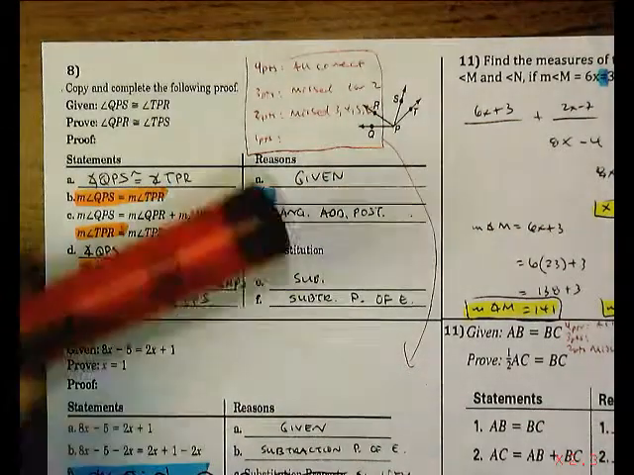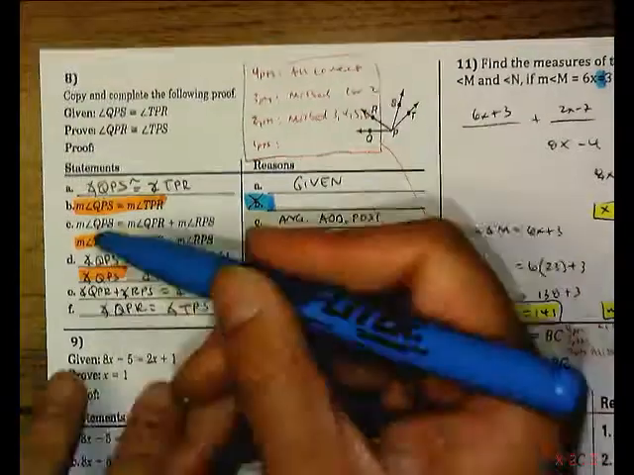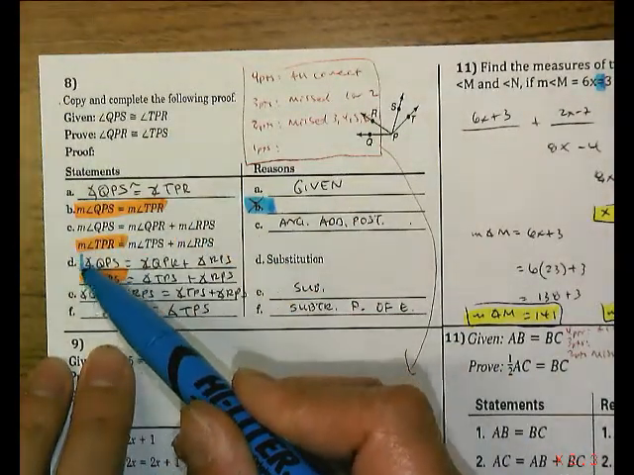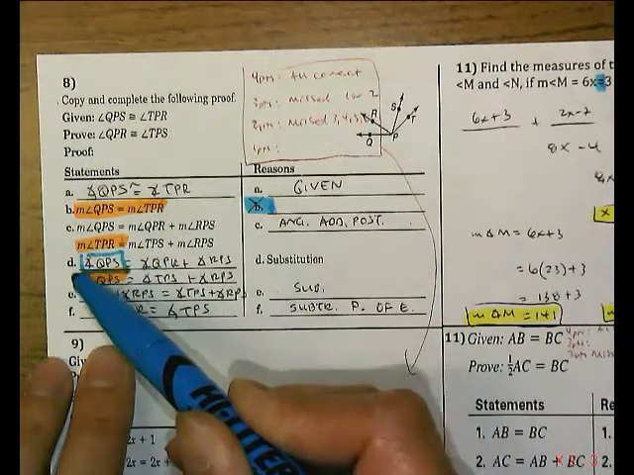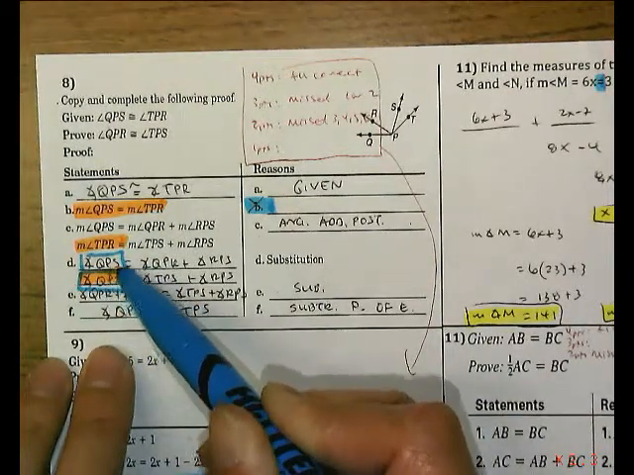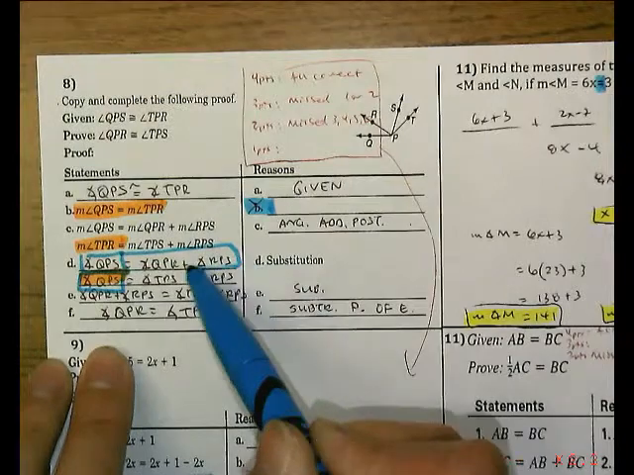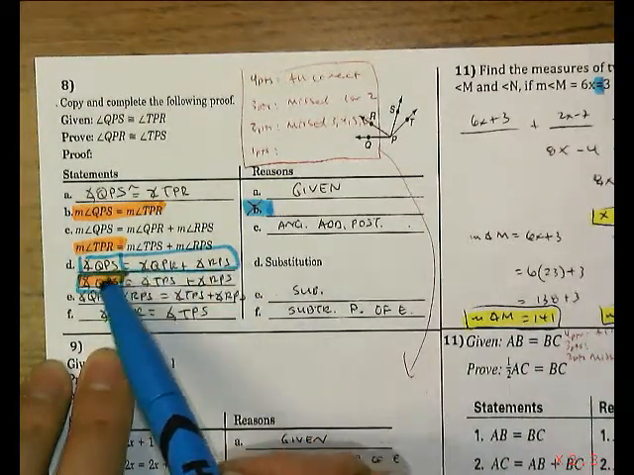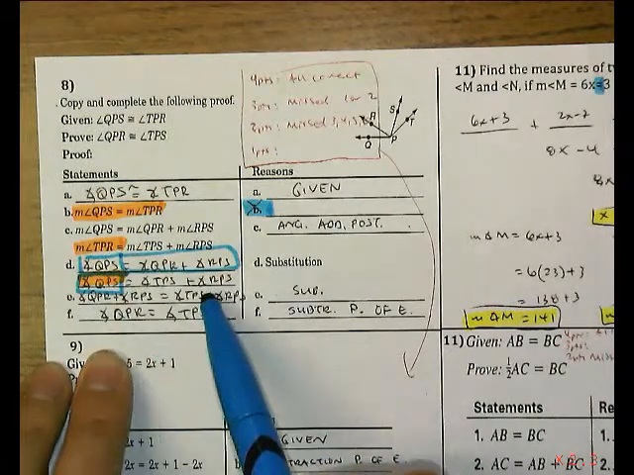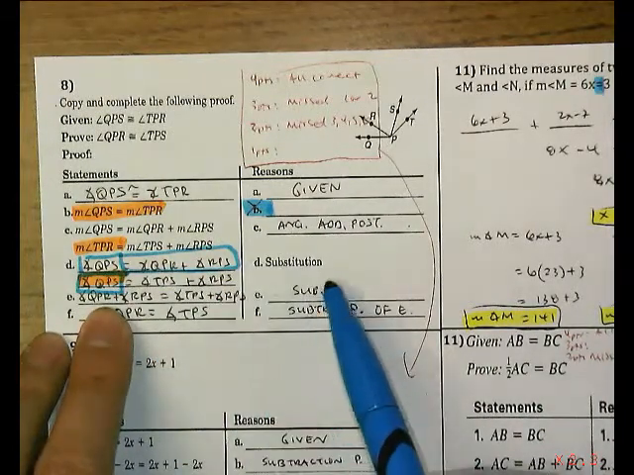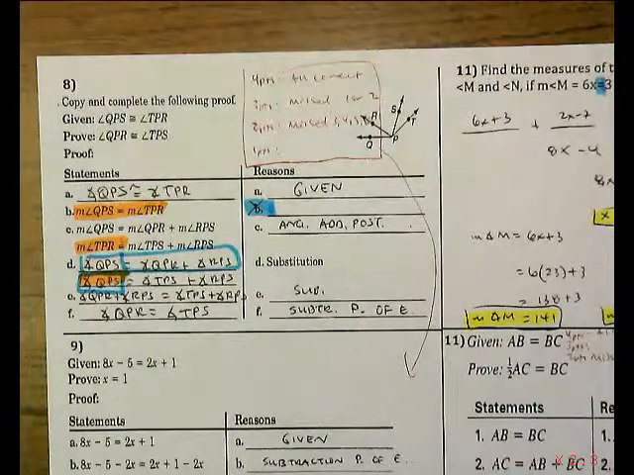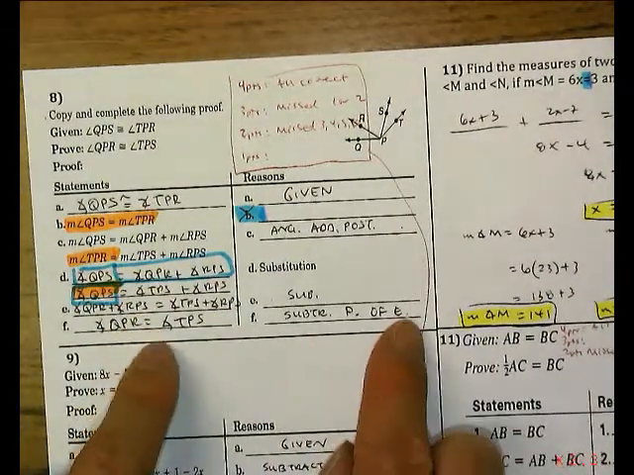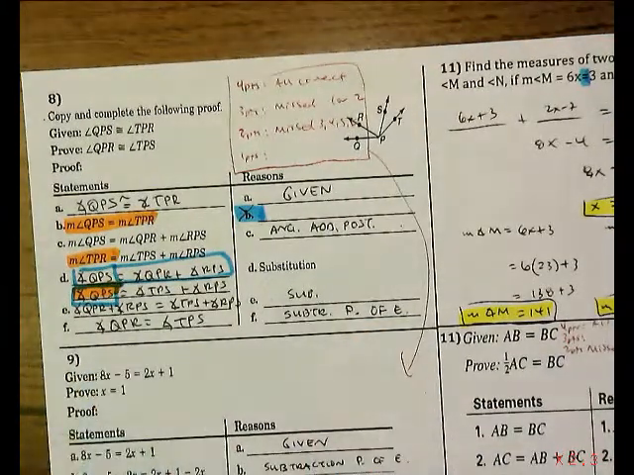Now the reason why I do that is to show that every time I write QPS, I write all of this information, right? Every time I see QPS, I'm going to write angle QPR plus RPS. Well, I write that here, and now I have these two equations equal to each other. I did substitution, and then notice what's the same on both of those is RPS. So if I subtract RPS from both sides, subtraction property of equality, I get QPR equals TPS.